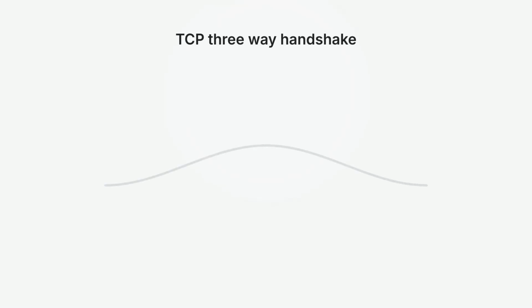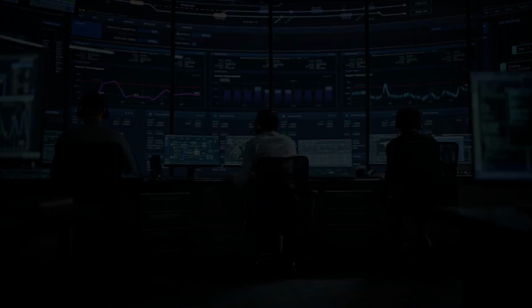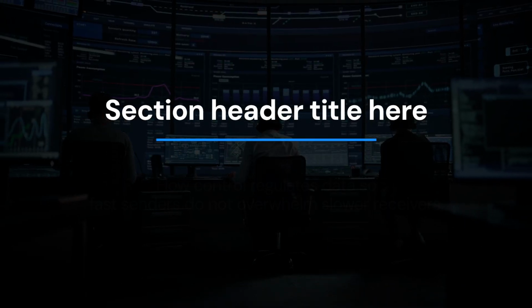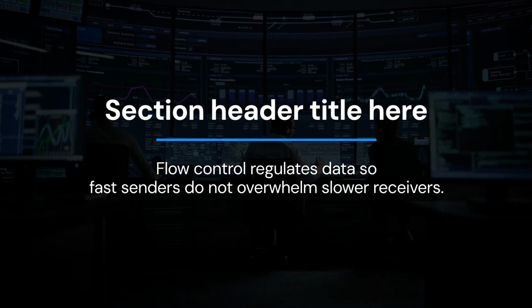A TCP session begins with the 3-way handshake. One side sends SYN, the other replies with SYN ACK, and the first side answers with ACK. That exchange confirms both sides are ready and establishes the connection before real application data starts flowing. Flow control then helps regulate how much data can be sent, so a fast sender doesn't overwhelm a slower receiver.